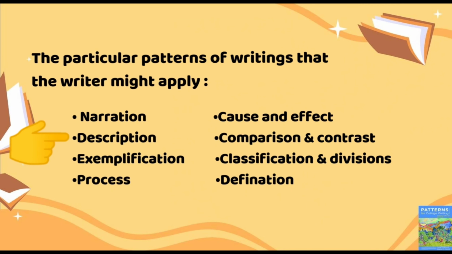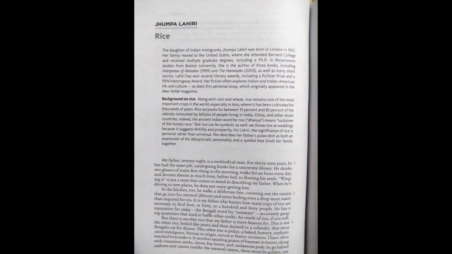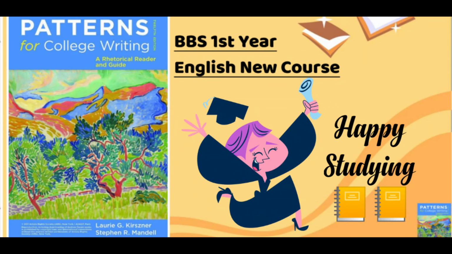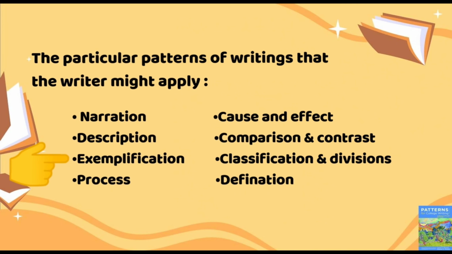As the second pattern, we have description. It talks about what it looks like, what the characteristics are, and what impression it makes. As an illustration, the book has provided us Rice by Jhumpa Lahiri, which we will be discussing in upcoming videos. As the third pattern, we have exemplification. It discusses what some typical cases or examples of it are. Similarly, the fourth pattern here is process. It talks about how it happened, what makes it work, and how it is made.